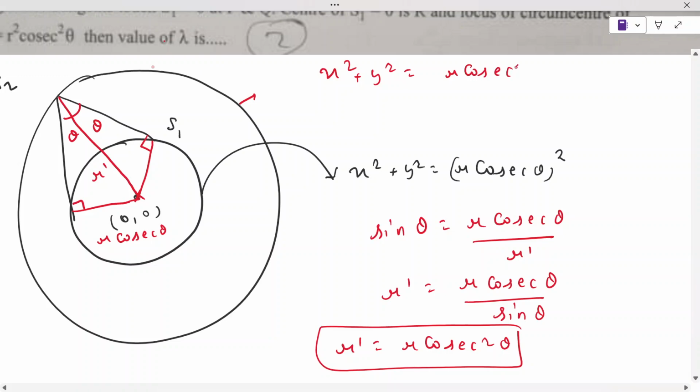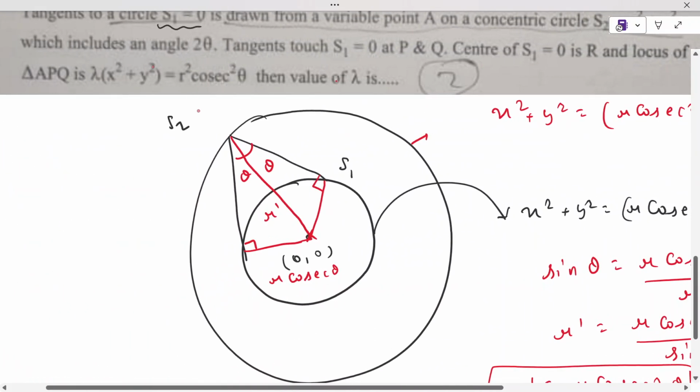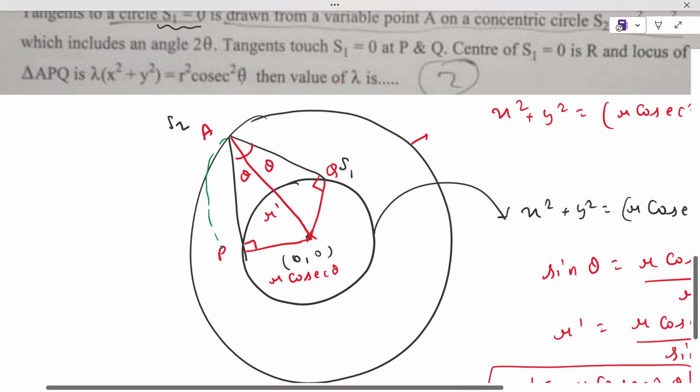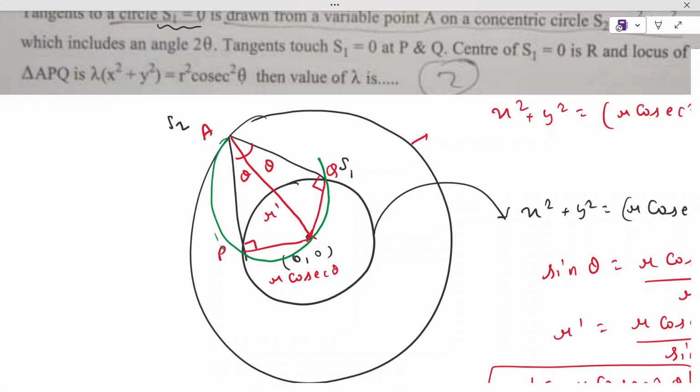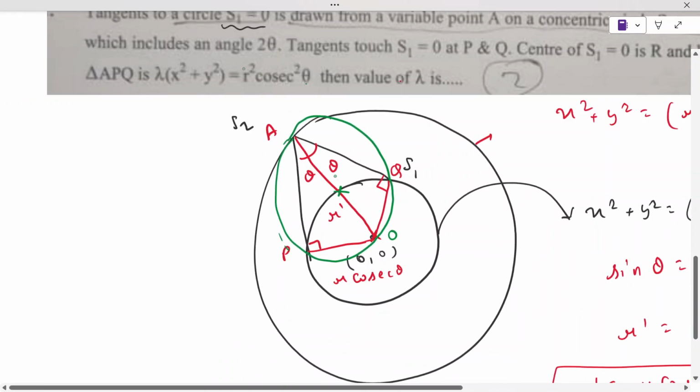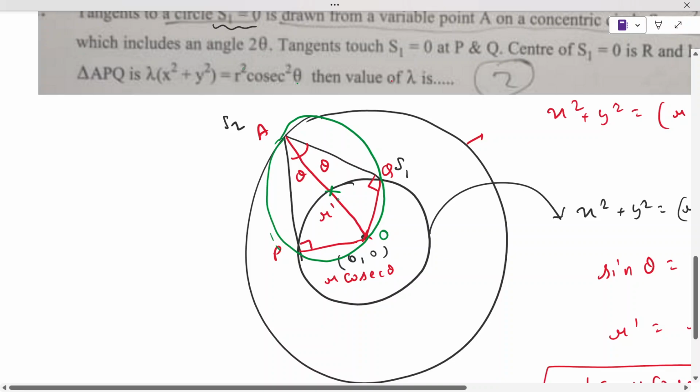Clear till now? But what we have to calculate is the locus of the circumcenter of the triangle APQ, where A is this point and P and Q are these points. As we discussed in the latest question, if I draw a circle taking OA as diameter, it should pass through P and Q. The circumcenter is the midpoint of the hypotenuse, considering OAP, and the same for APQ as well. So this particular point is the midpoint of OA.